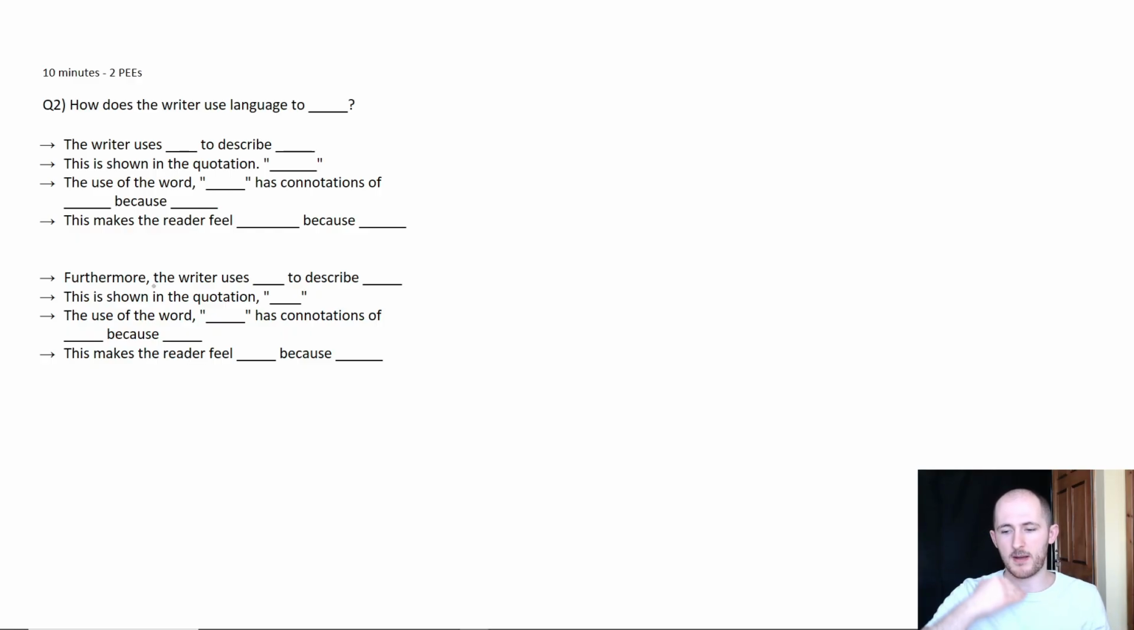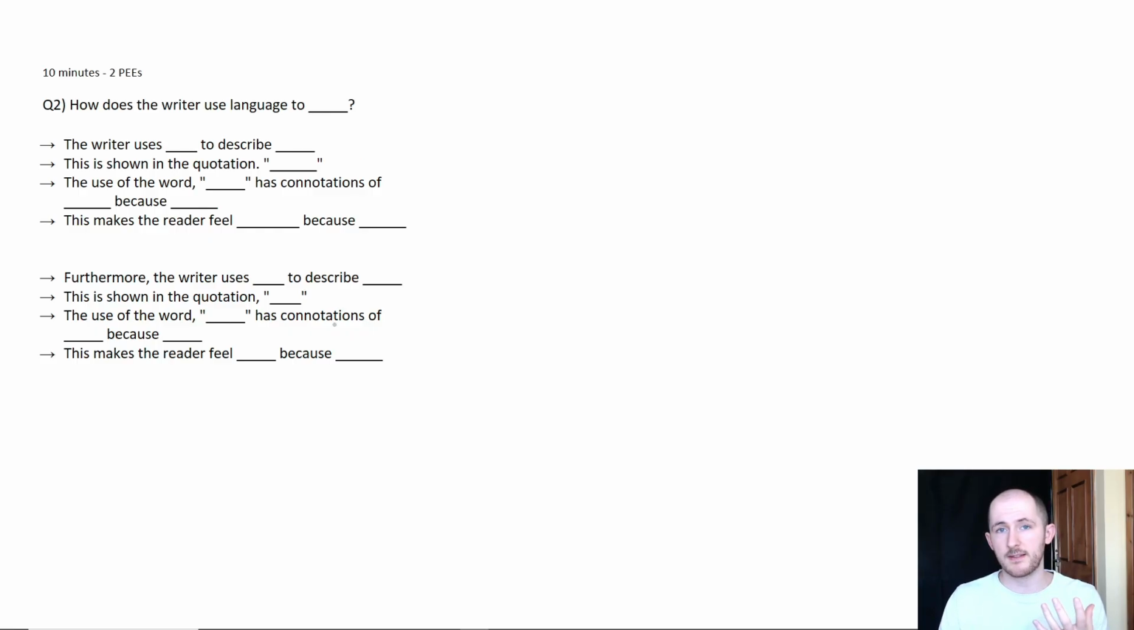A really key point about your structure in your English language is to make sure things flow. So when you read, this makes the reader feel blah because blah. Furthermore, the writer uses, you can tell that it's written together. That might sound a bit abstract, but this is something that you're graded on overall, your technical accuracy. You need to make sure your words and your sentences and your paragraphs flow into each other. And it's the exact same structure again. You're taking 2 points, 2 pieces of evidence, 2 explanations, okay? So 2 PE paragraphs for question 2. 10 minutes shouldn't take that long.